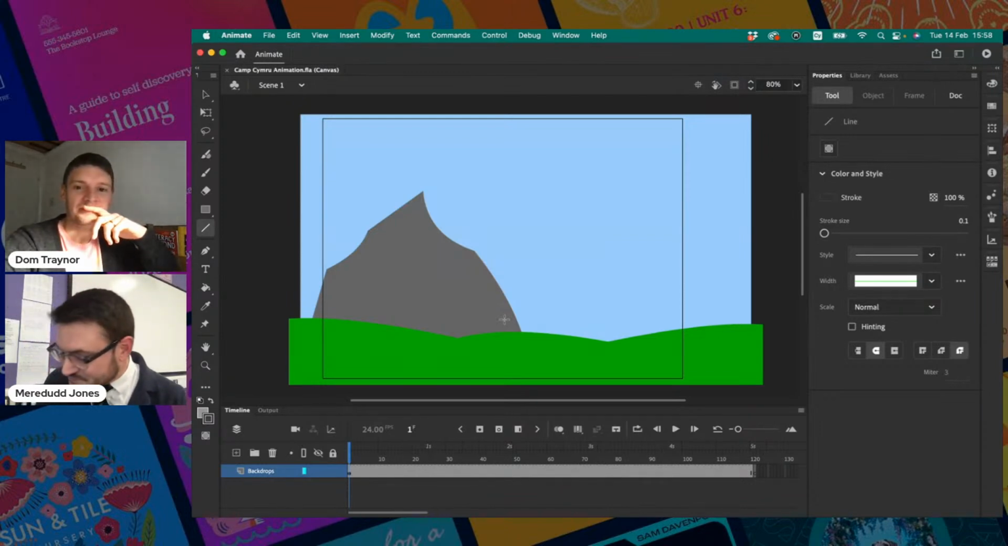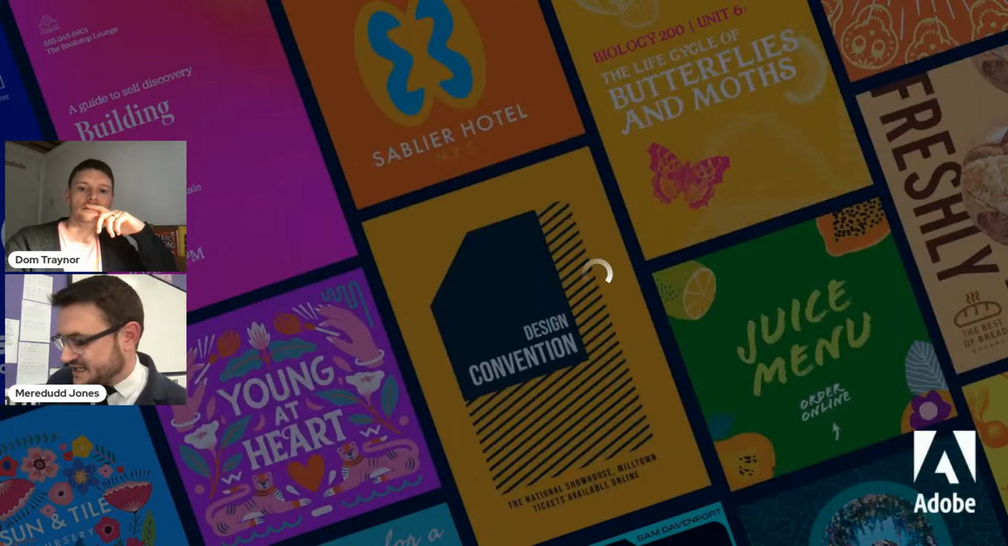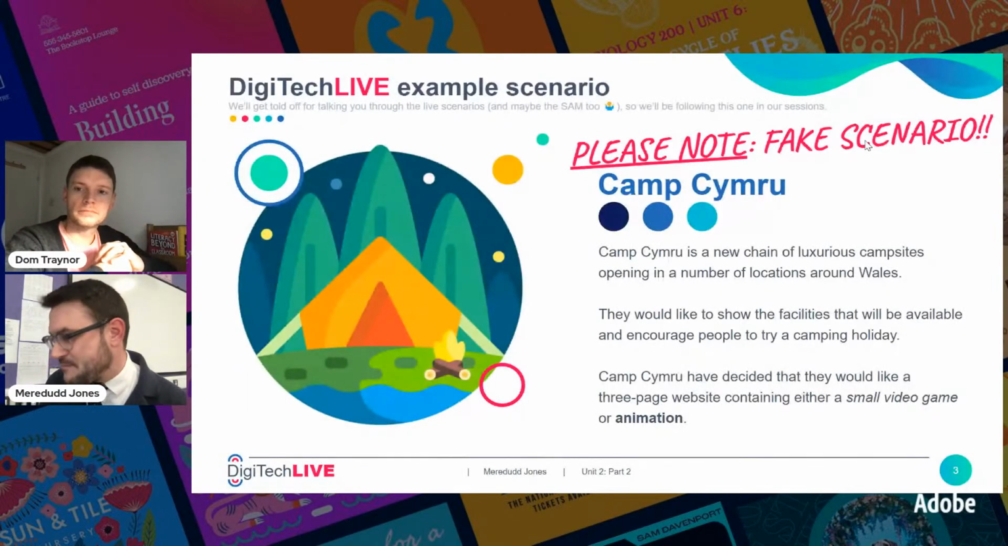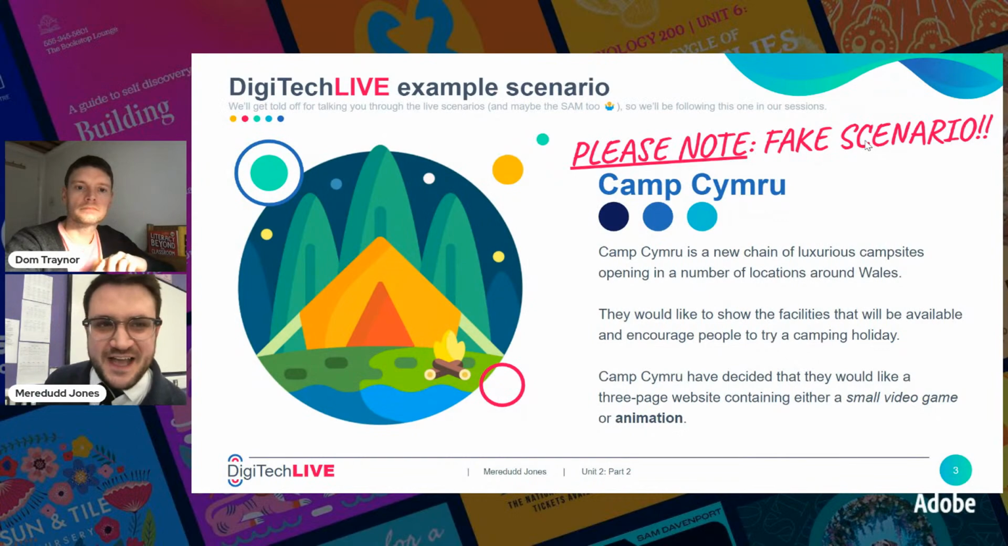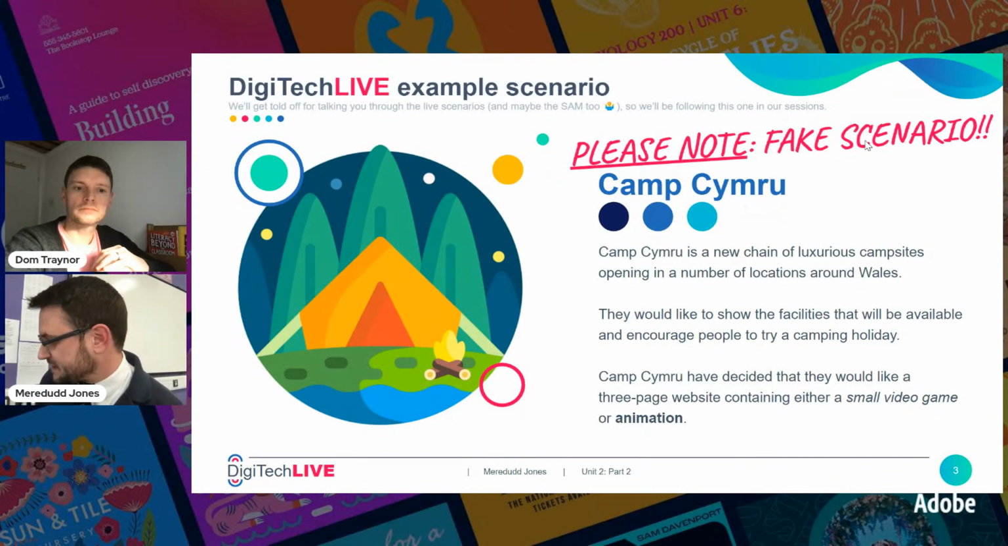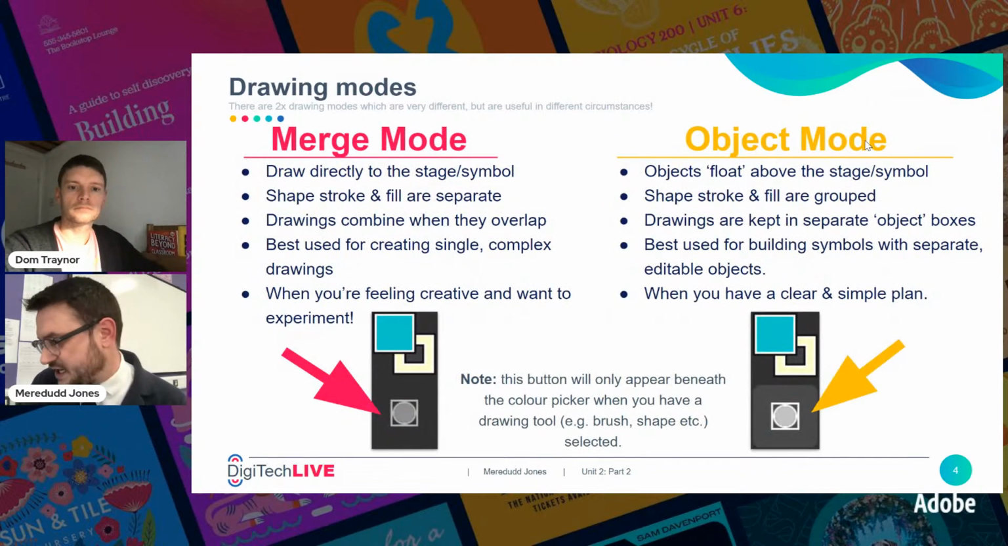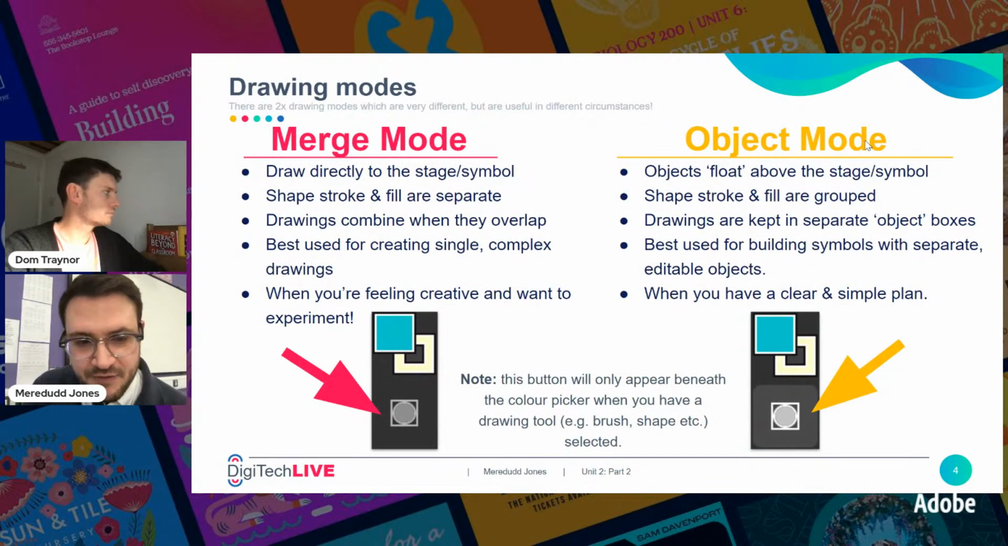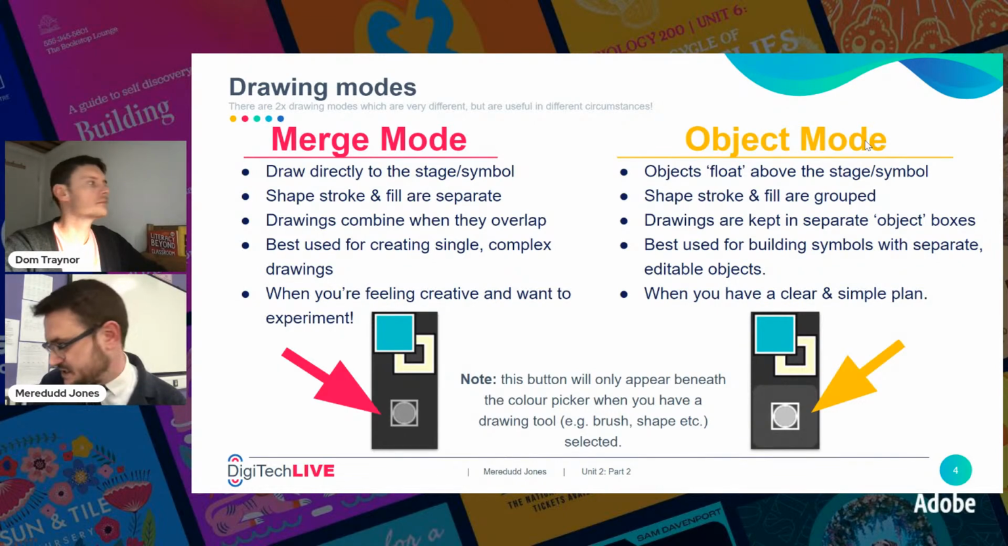We're on Animate. So, if you switch over to the slides, please. Done. So remember that we're on the fake scenario, Camp Cymru. So today we're going to be looking at drawing modes. Now, this is something that I love, but I think can be a bit scary. So we're going to do a bit of a deep dive on drawing modes in Animate today.